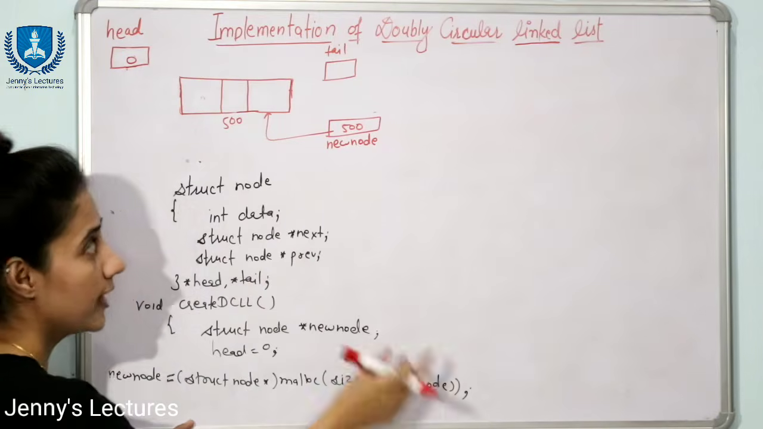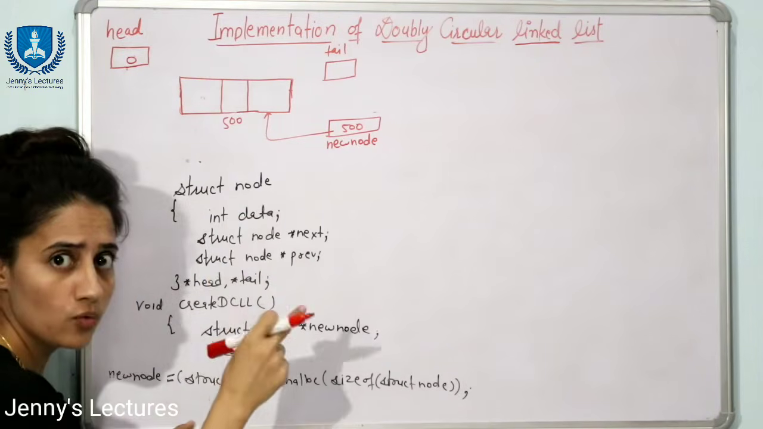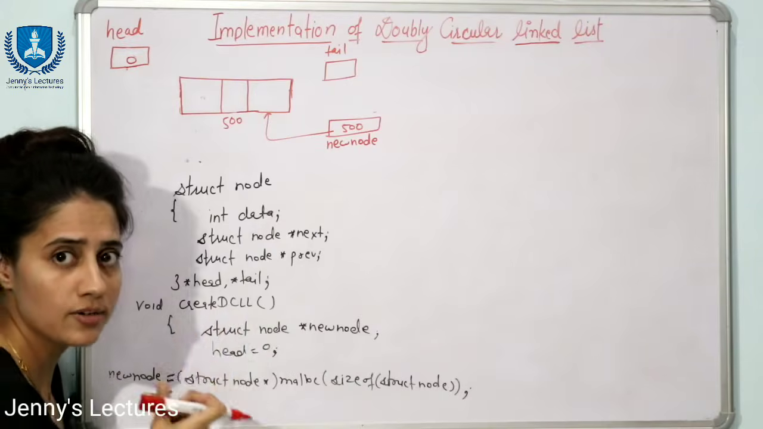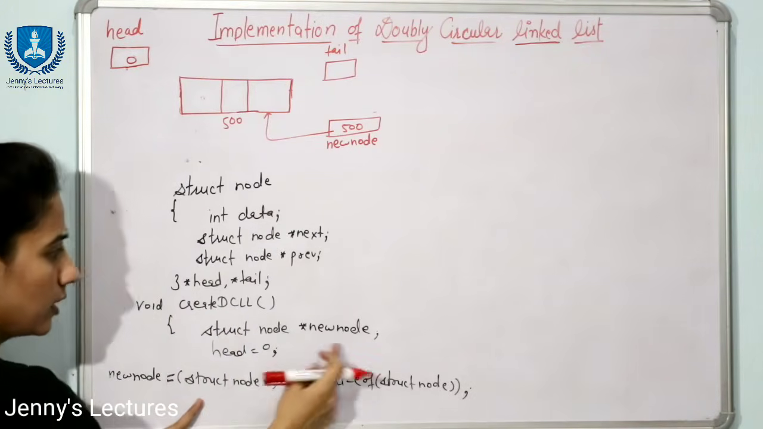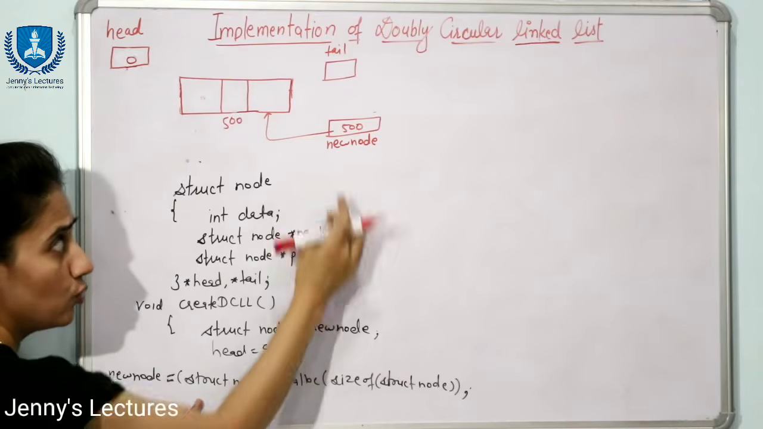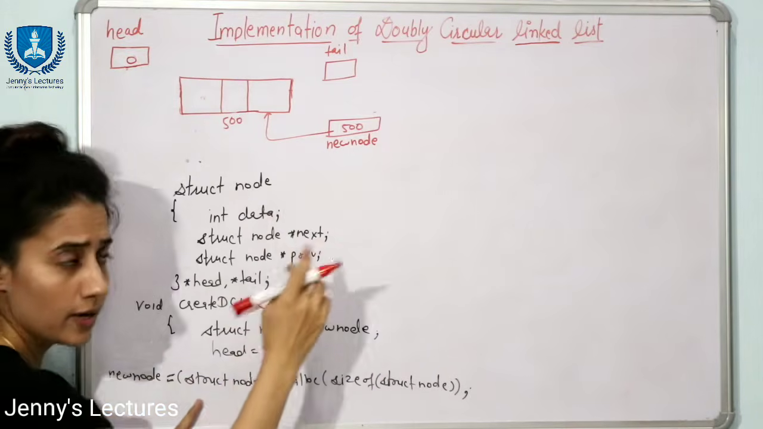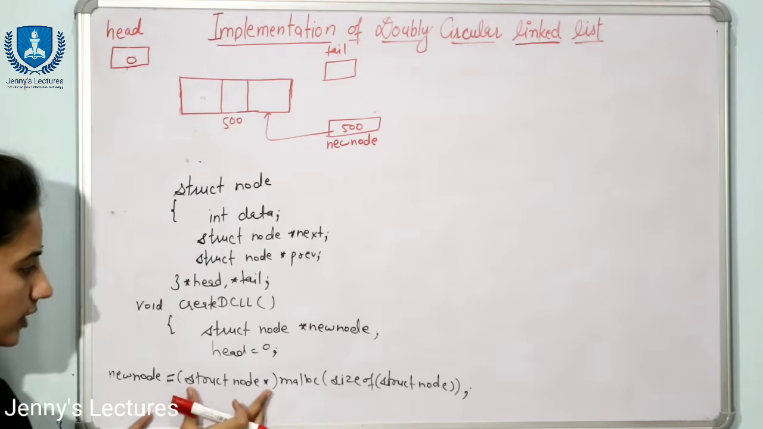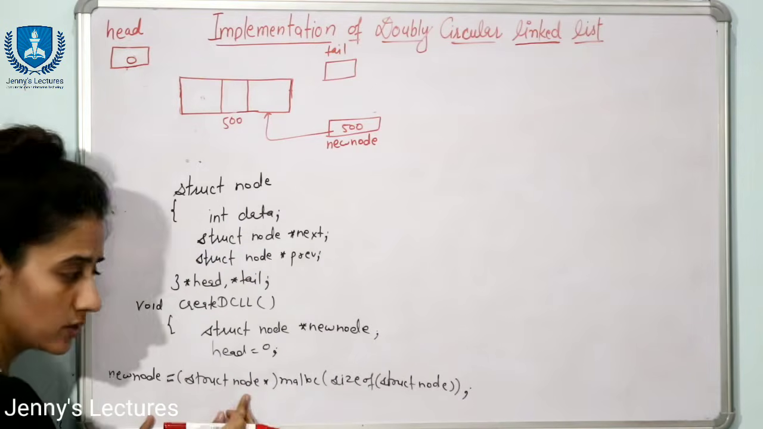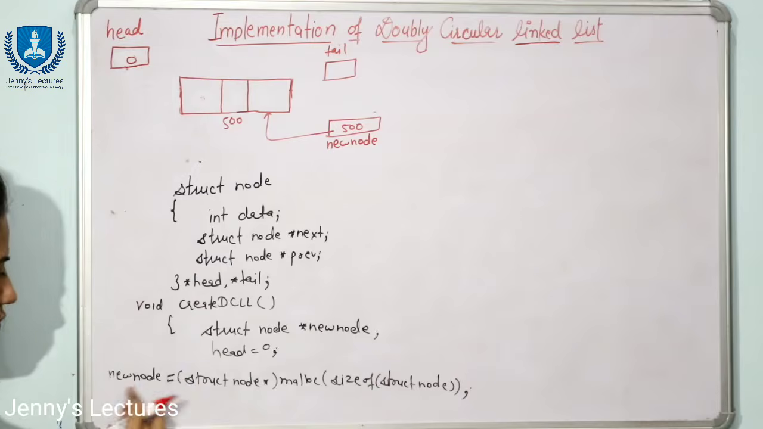12 bytes would be allocated. Address of the first byte is 500. So malloc would return what? Pointer to the starting address of this node. But malloc will return void pointer. That is why you have to typecast this thing. Because in this new node I'm going to store this address, and this node is what? Pointer to node, right? So here you will write struct node asterisk. We are going to typecast this thing, and whatever this will return, in new node I am going to store this, right?